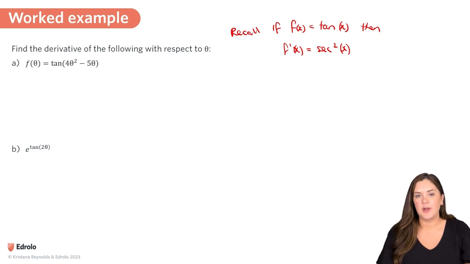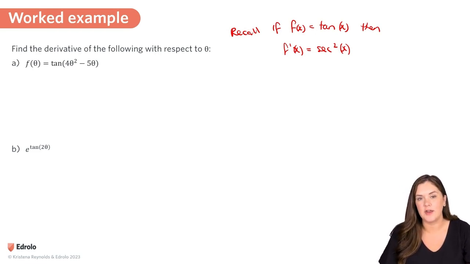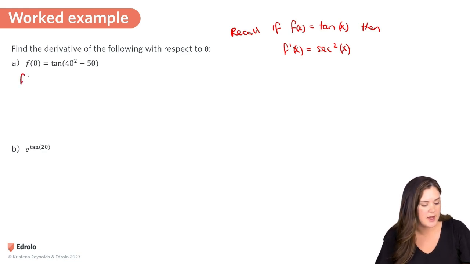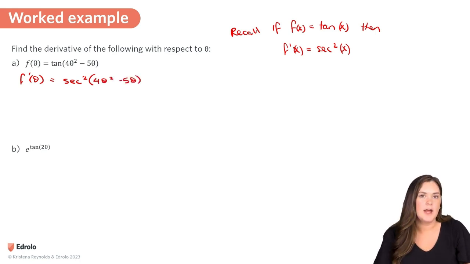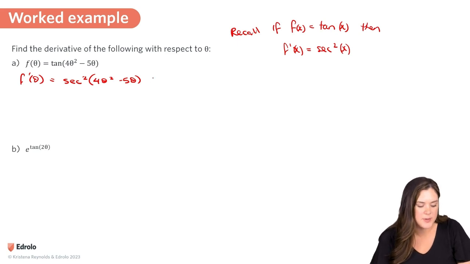So our first example, we have f of theta equaling tan(4 theta squared take away 5 theta). So firstly, we have our f prime theta, and as we know, tan becomes sec squared when we differentiate. So I'm just going to rewrite what's inside the bracket and copy it down there. And now what I need to do is multiply by the derivative of what's inside that bracket.